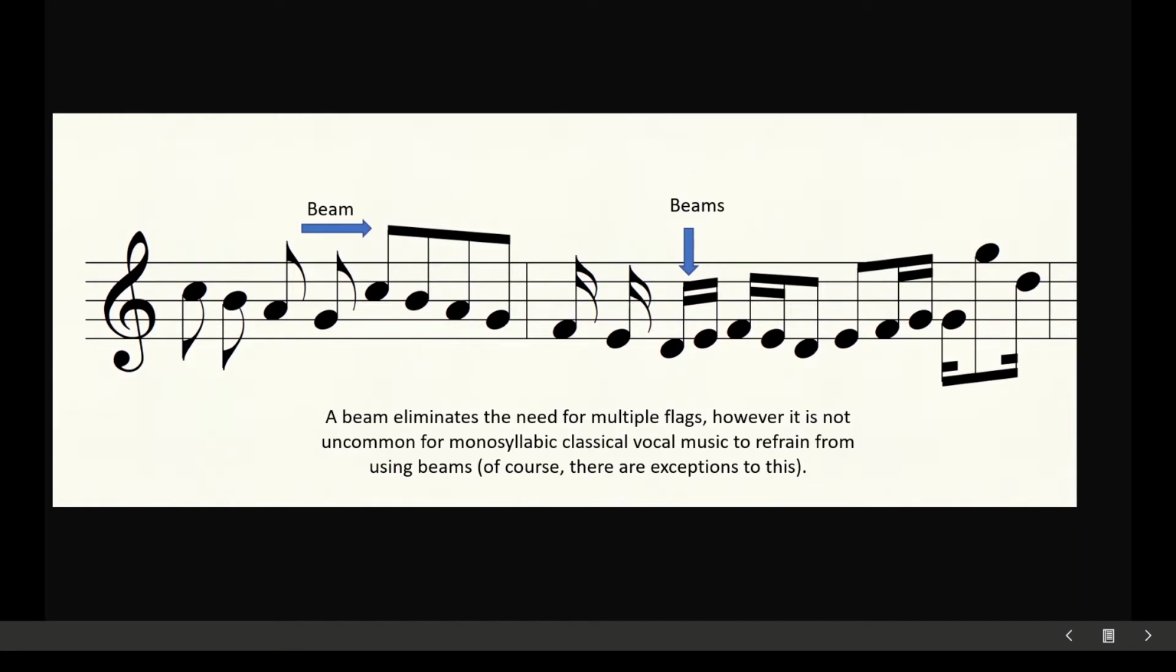So here is a little bit of notation to show some of the flagged and beamed notes. Now, a beam eliminates the need for multiple flags. However, it is not uncommon for monosyllabic classical vocal music to refrain from using beams. Notice in the first measure, where the first beam arrow is to the left, there are some notes with flags going down that aren't connected, but there are four which are. You can use beams to connect them so it's a little bit easier to read, but sometimes they won't be connected if it's a vocal line and it's one word per note, which is what the monosyllabic classical vocal music comment refers to.